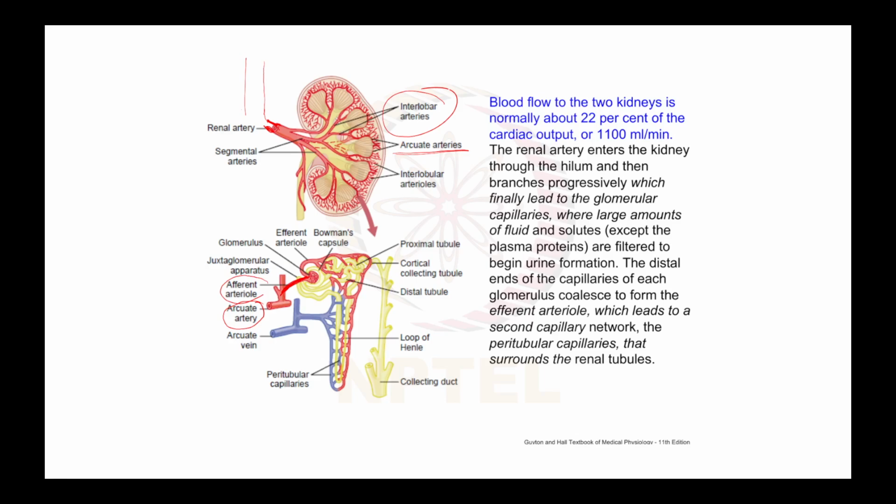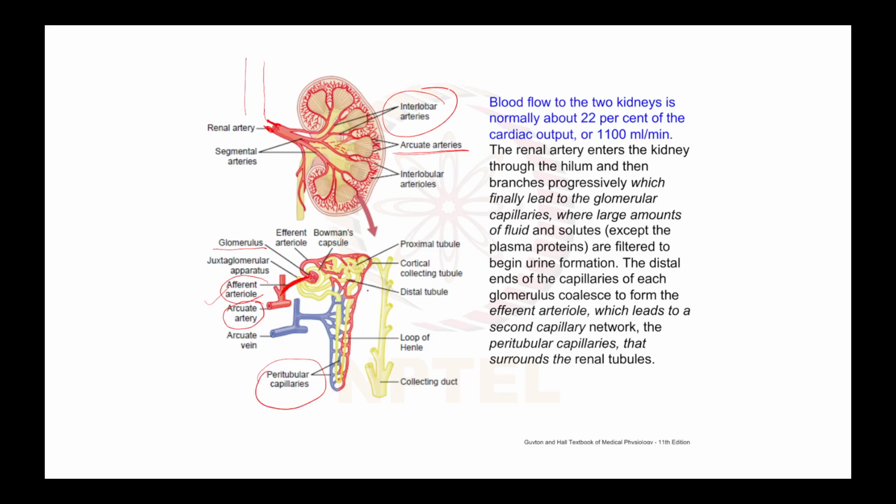This network of capillaries is called the glomerulus. The glomerulus is present in a capsule called the Bowman's capsule, the yellow structure you can see here. In the Bowman's capsule we have the glomerulus, and in the glomerulus the filtration of the blood coming from the afferent arteriole takes place. After the filtration the remaining blood goes to the efferent arteriole. Then the efferent arteriole divides again and makes the peritubular capillaries.